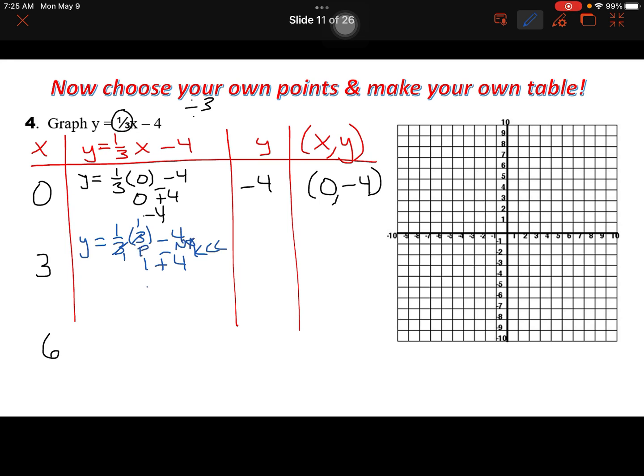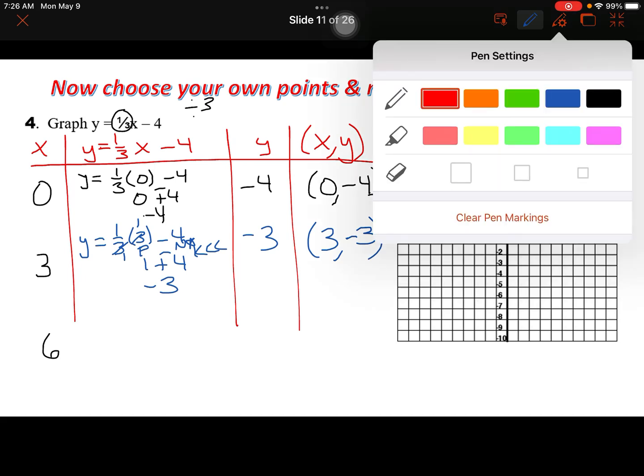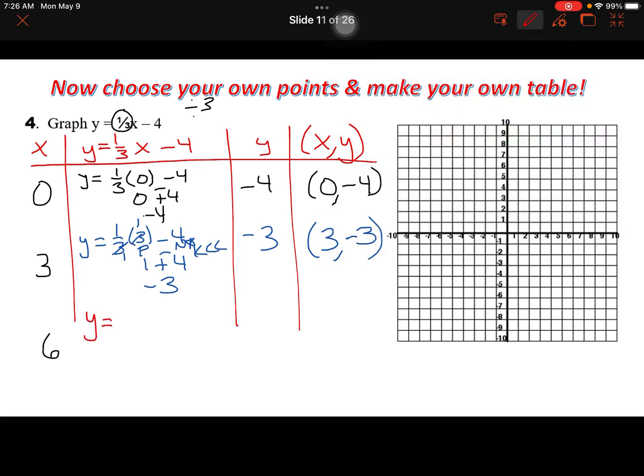Y is negative, so I'm going to get -3 this time. So the ordered pair is 3, -3. And the final point we're going to choose is y equals 1/3 of 6 minus 4. Well, this is 1, this is 2, and so you get 2 minus 4. Keep, change once again. Sign is negative, and you're going to get 4 minus 2 is 2, and it's -2.